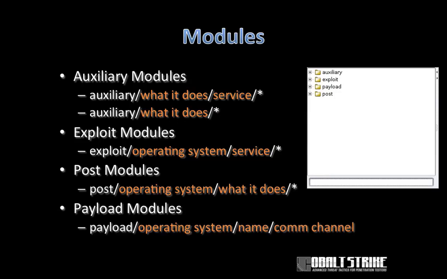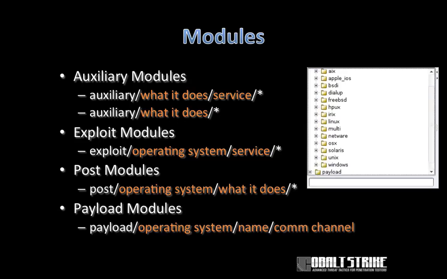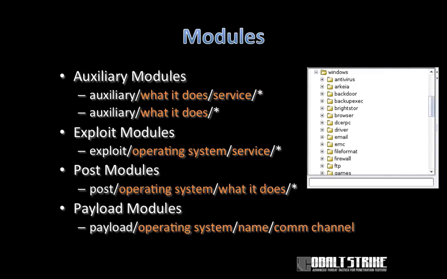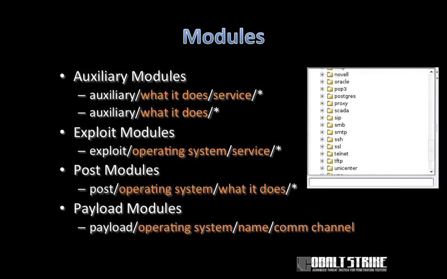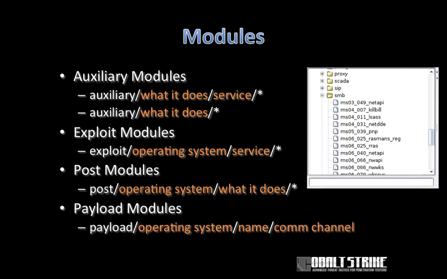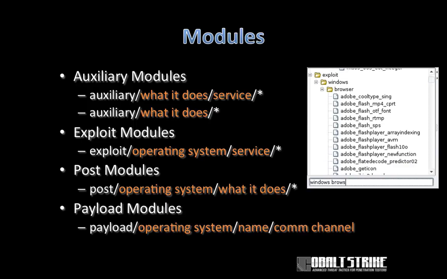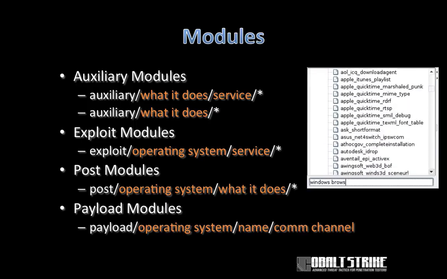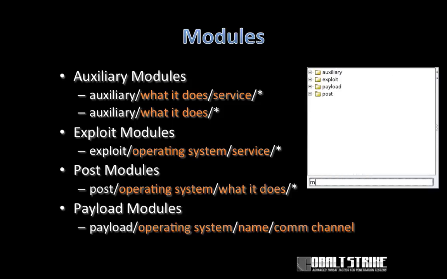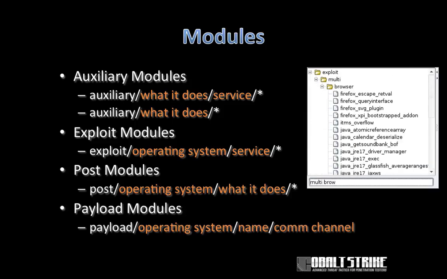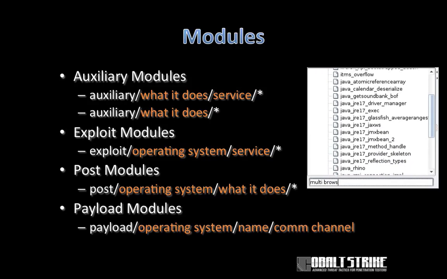Exploit modules are organized by operating system and the service they affect. For example, exploit Windows SMB. Those are exploits for the SMB service on Windows. Exploit Windows browser. Those are exploits for browsers that run on Windows. Operating system doesn't have to be just Windows though. It can be multi, which means an exploit that works against multiple operating systems. So exploit multi-browser, those are browser exploits that work across platforms. And you'll see a healthy number of Java exploits there.